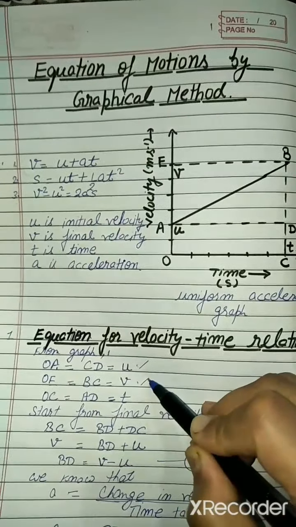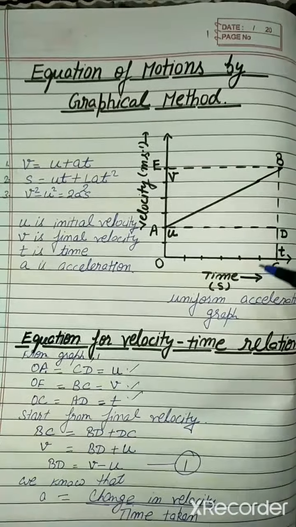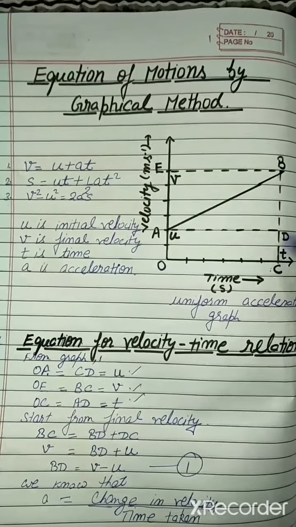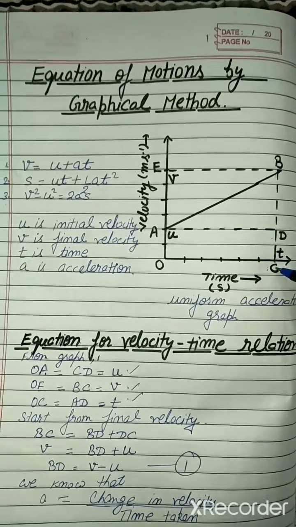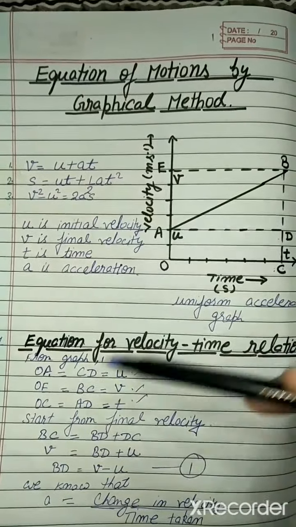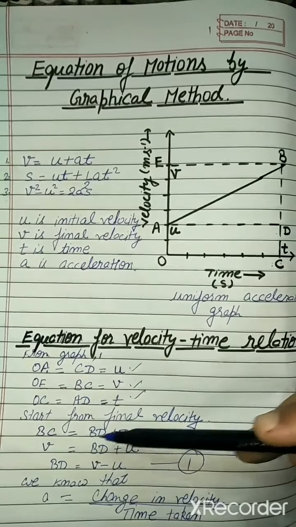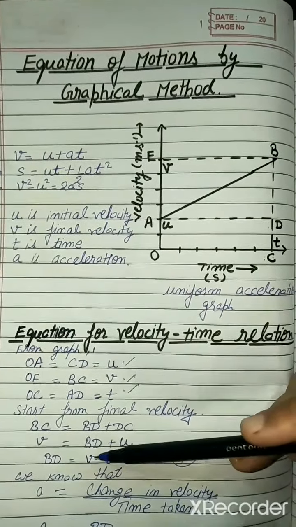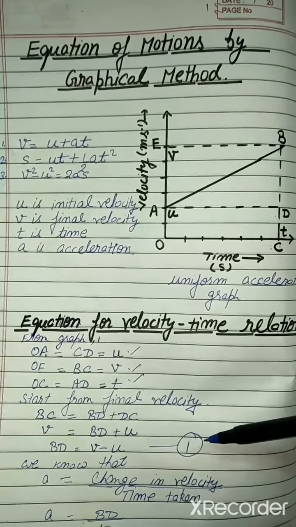So we write here the three relations, and starting from final velocity, the final velocity is BC, and BC is equal to BD plus DC, right? So BC is v, we write here v equals BD plus u. BD comes v minus u. We write here equation number 1.